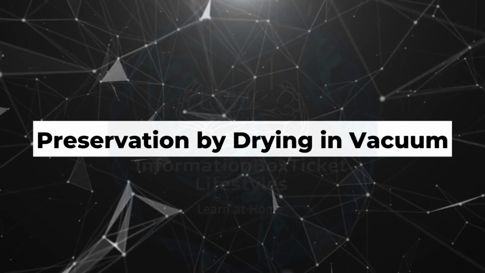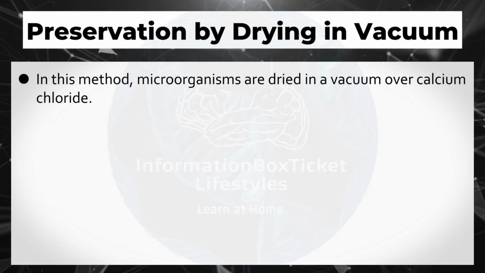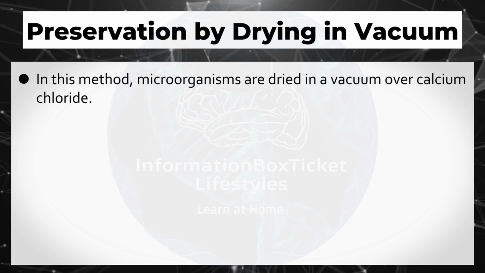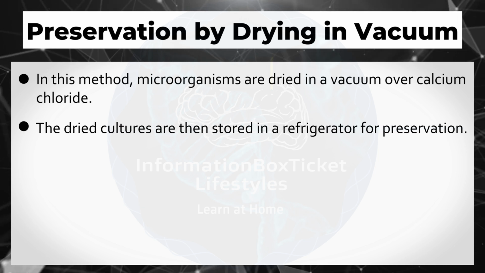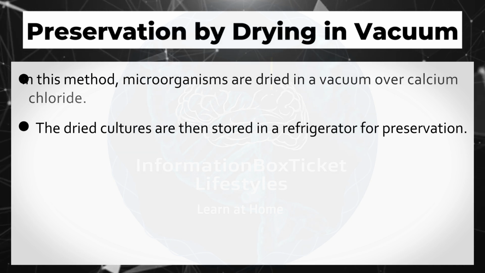Preservation by drying in vacuum. In this method, microorganisms are dried in a vacuum over calcium chloride. The dried cultures are then stored in a refrigerator for preservation.